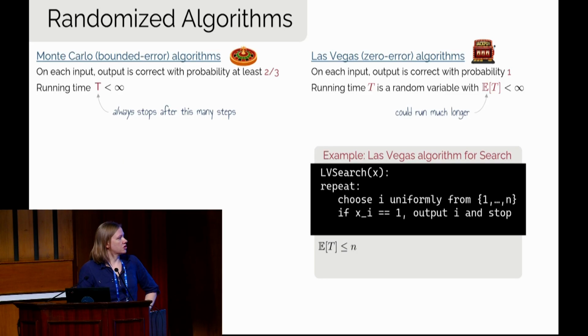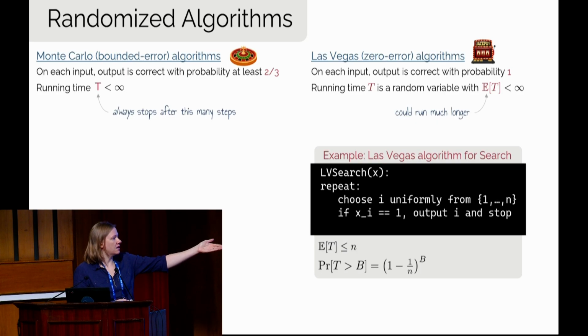Okay, it's not difficult to show that the expected running time of this is at most n, but there's no bound such that this always halts after that bound. So for any b, the probability that this algorithm is running for more than b steps is always non-zero. It's exponentially decreasing. That's why the expected number of steps is finite, but it could run arbitrarily long.